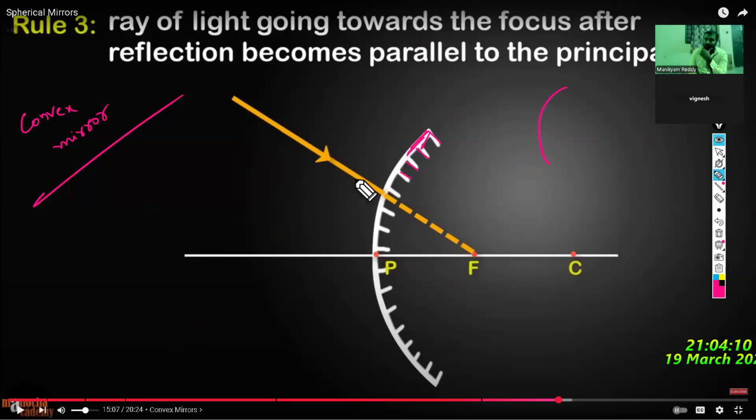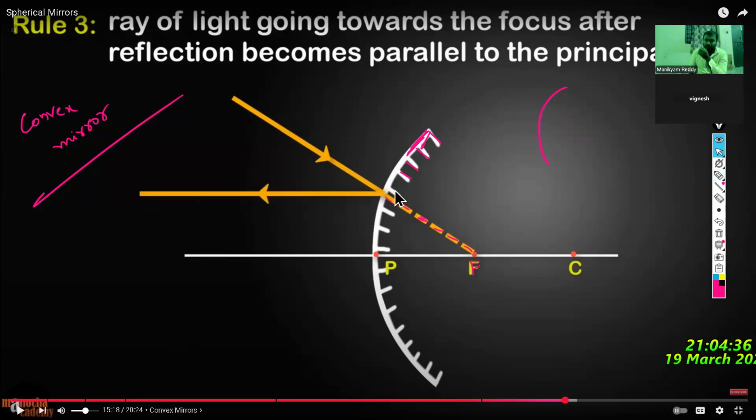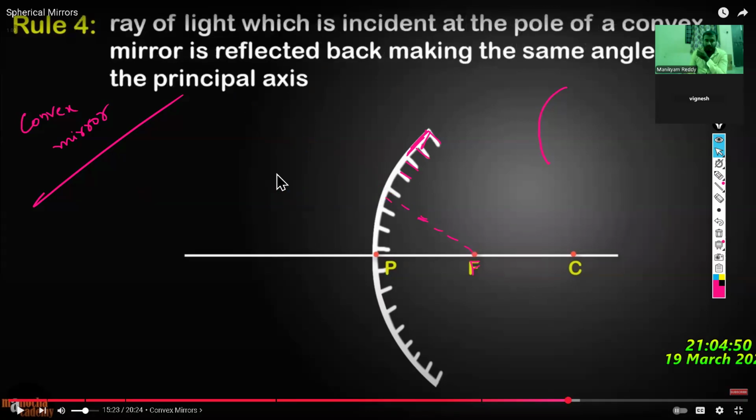When the ray is falling on the mirror, the imaginary ray behind the mirror is falling at the focal point. Then it becomes parallel. Okay, when the ray is falling on the convex mirror, when the imaginary ray is meeting at the focal point, after reflecting, it bounces back parallel to the principal axis. Okay, this is one law. Next two.